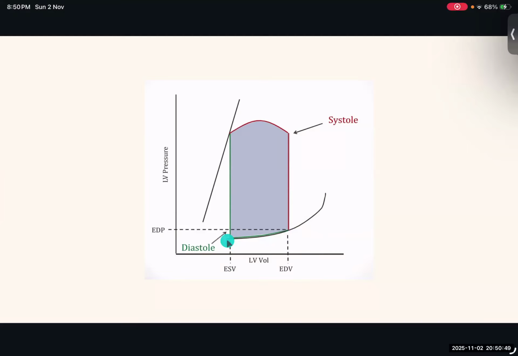So we see that the line goes to the right. Now during systole, the volume is going to decrease. It's going to go to the left, right? So the volume of the blood is going to get reduced. It's going to get pushed out of the heart. Therefore, we can say that this part of the graph is diastole, where we have a reduction in pressure and increase in volume. And then this part is systole, where we have an increase in pressure, right? And a reduction in volume.